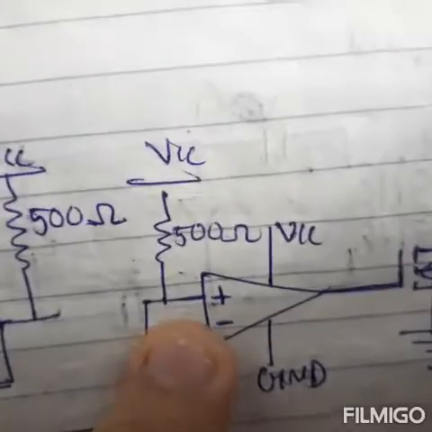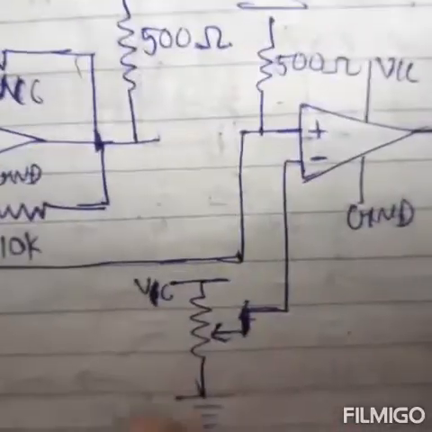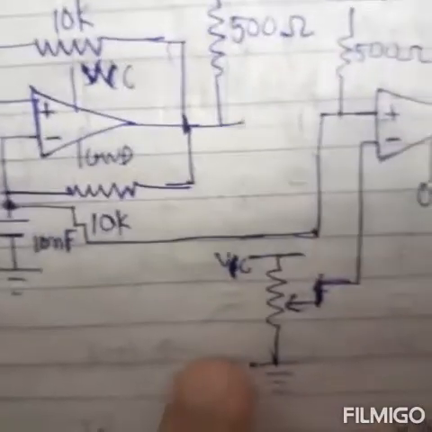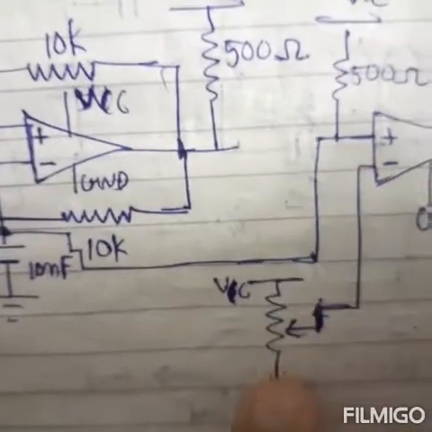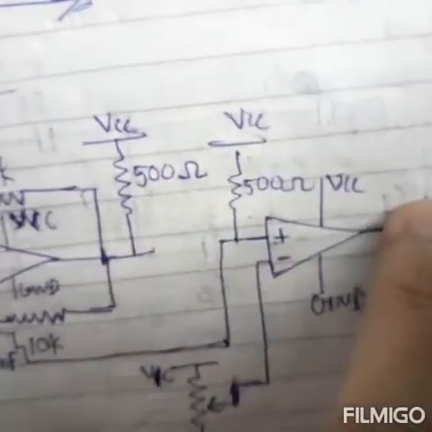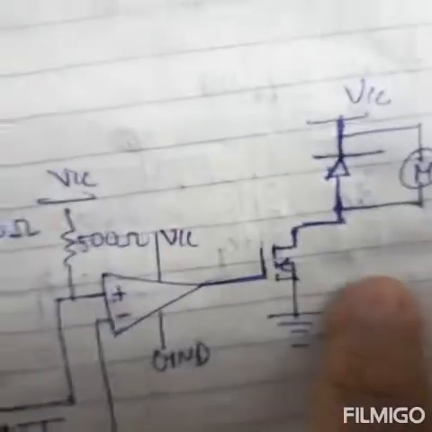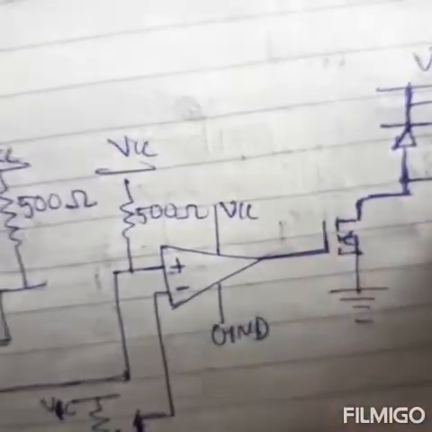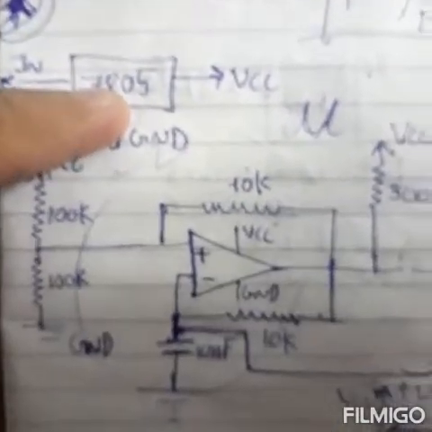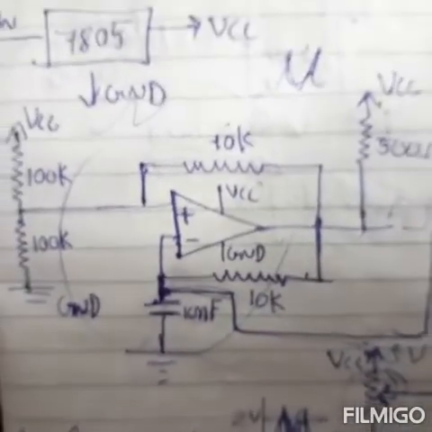Then I have compared the triangular wave using another op-amp with the DC offset created by this VCC. They are connected to VCC and ground, with the output pull-up, or basically the input pull-up. You can use anything. This is the MOSFET which will drive the motor. But I have used an advanced circuit instead of this. I have used this. This is the LM7805 which is used as a voltage regulator. You can also use LDOs for it.